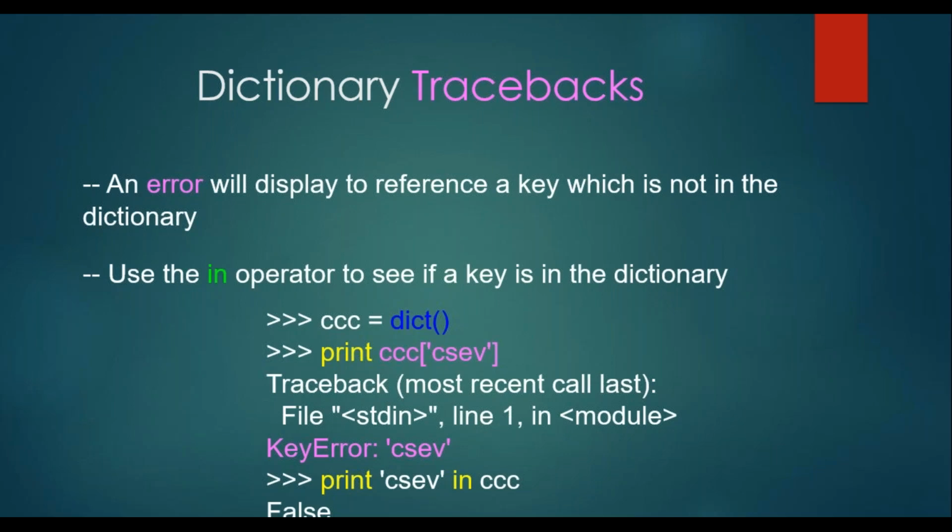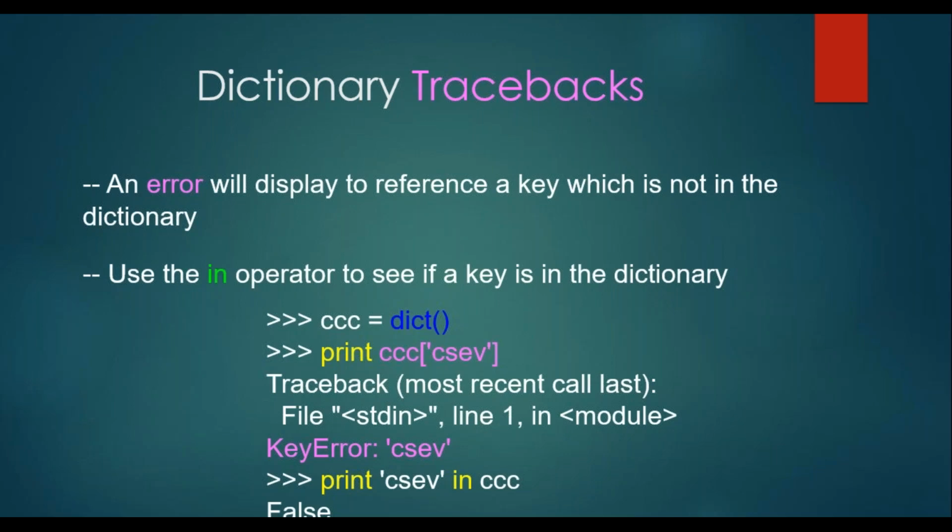Now an error will be displayed when you reference a key which is not in the dictionary. For example, you have given some name, and that name is not available in the dictionary. CCC is equal to dict. Print CSEV. So the data is not available.